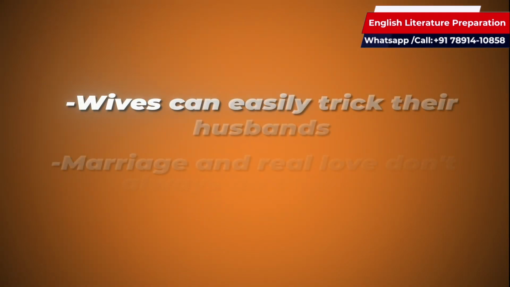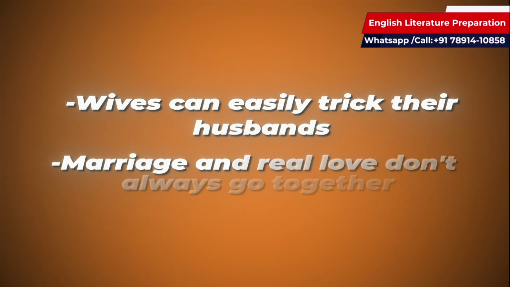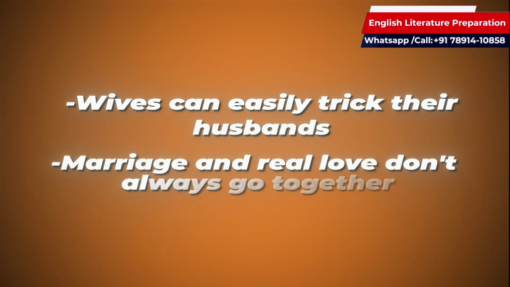Okay, so this is the tale of the merchant, and according to the merchant, it's foolish for an old man to marry a young woman. According to him, wives can easily trick their husbands, and marriage and real love do not always go together. So the merchant tells this story because he is bitter towards his own marriage and he thinks marriage is just a waste of time. So these are all the important things that you have to remember from Canterbury Tales.